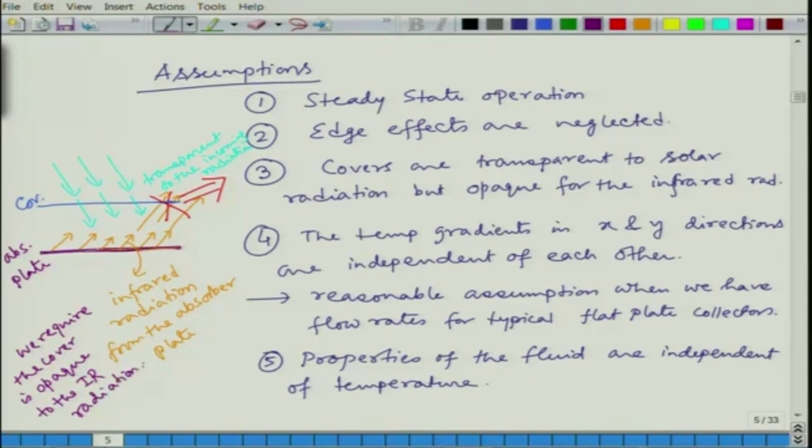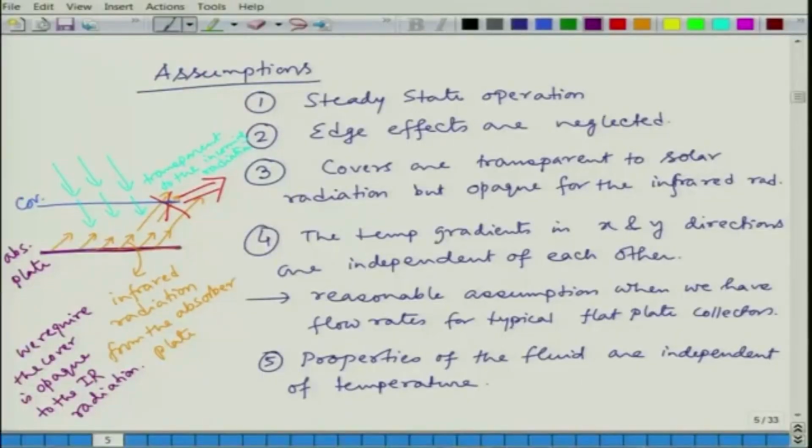Okay. And for that what do we require? We require that the cover is made of such material which will allow most of the solar radiation spectrum that you have seen to go through, but after getting absorbed on the absorber plate, when it is getting out as infrared, that part should be blocked, or it should not go out of the cover system. Okay.